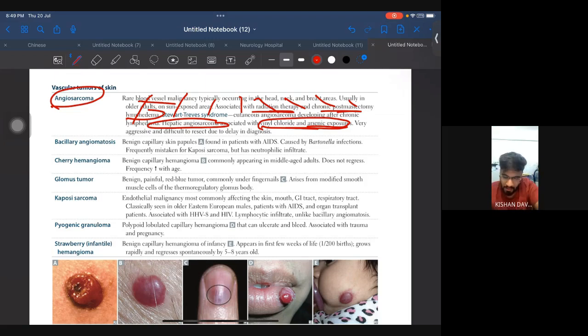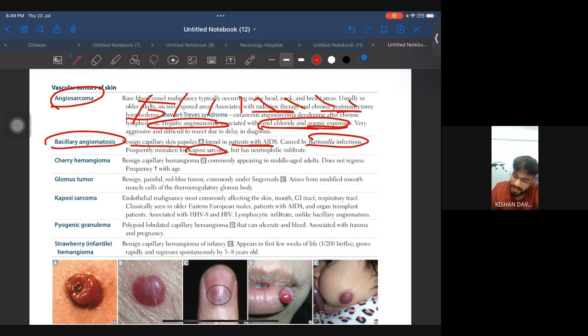Okay. Now coming to the second, that is bacillary angiomatosis. Okay, bacillary angiomatosis. Let's just see. Benign capillary skin papules found in patients with AIDS caused by Bartonella infection. Frequently mistaken for Kaposi sarcoma but has neutrophilic infiltrate. Okay, now let's just first do Kaposi sarcoma. Same thing is going to be there.